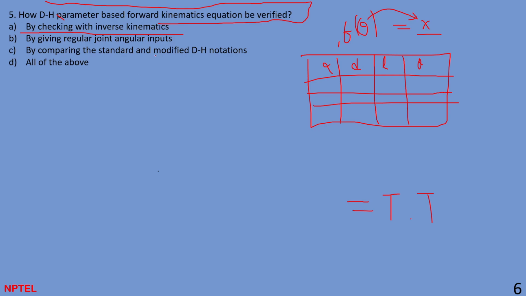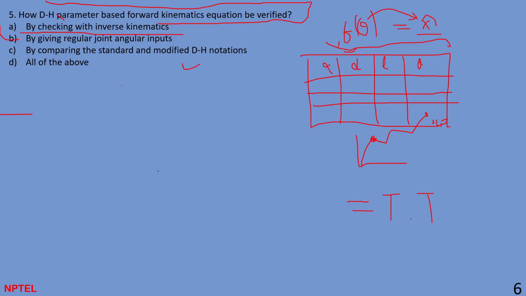If you have a robot, you can't always know the X here, right? But you know theta. Suppose you have a robot like this, each joint has a motor which moves that link, and each motor will also have a sensor. They can always tell you the joint angle, but they can't tell you the x, y, z. So you can't always do an inverse kinematics. A option is wrong.